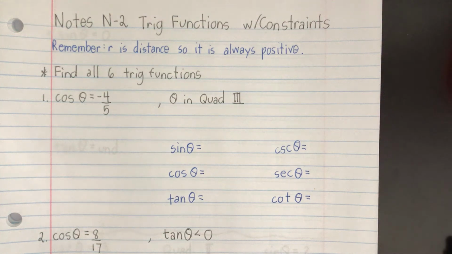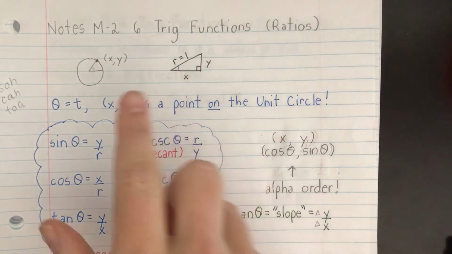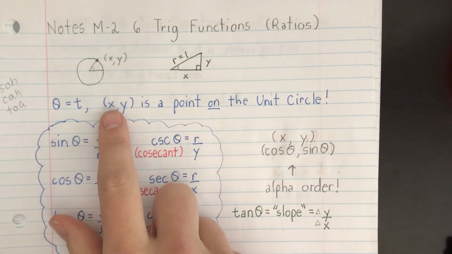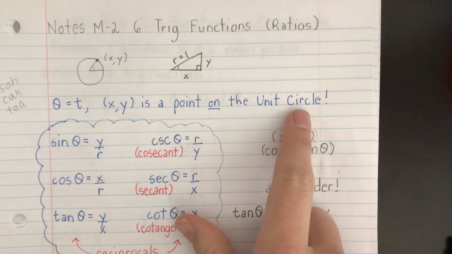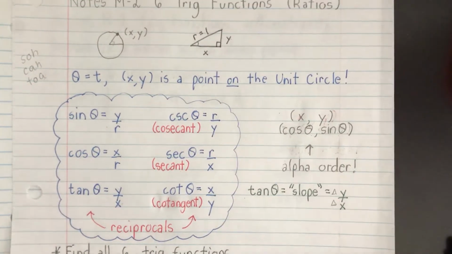Looking at notes N-2, trig functions with constraints. Before we get to today's lesson, I want to refresh your memory about M-2, 6 trig functions. In M-2, we were dealing with x, y as a point on the unit circle. However, today we'll be dealing with points that are both on and off the unit circle.